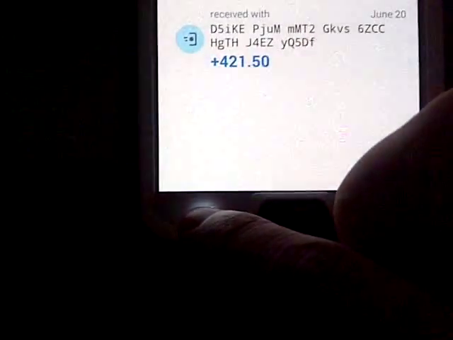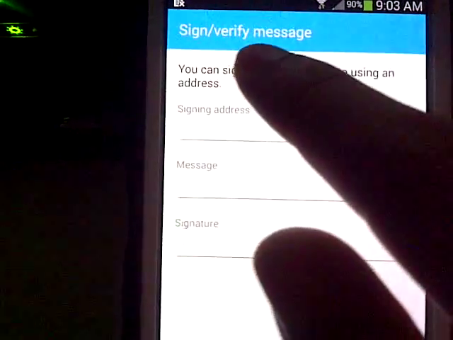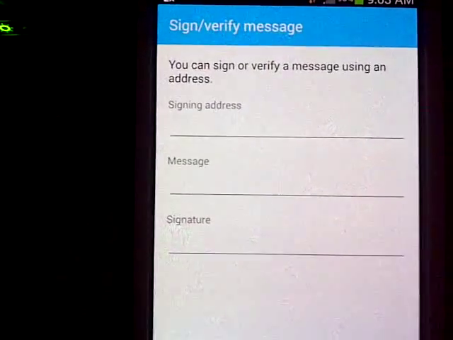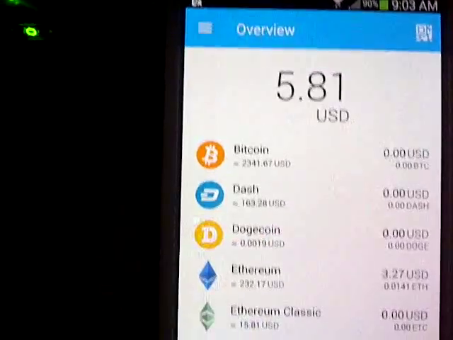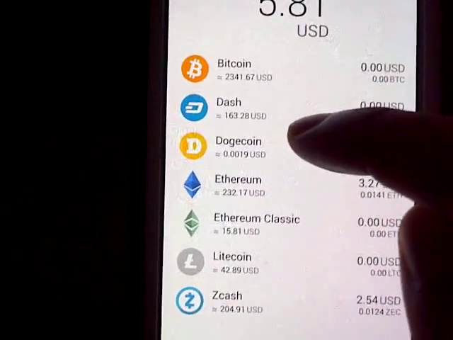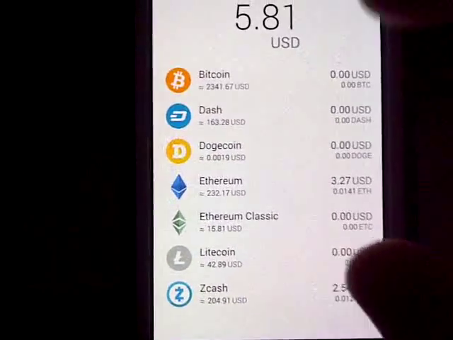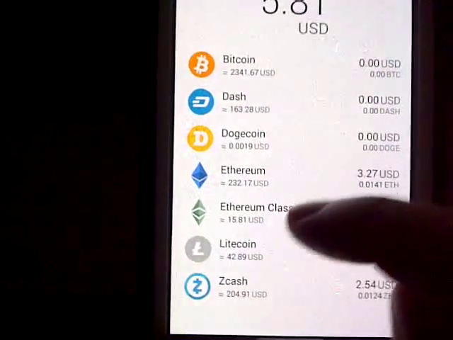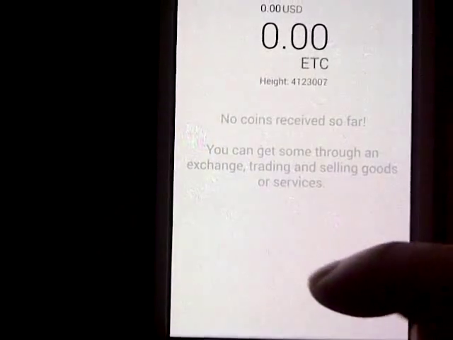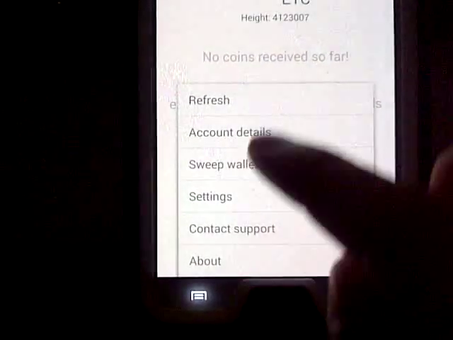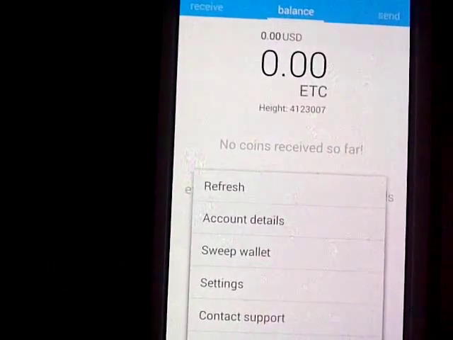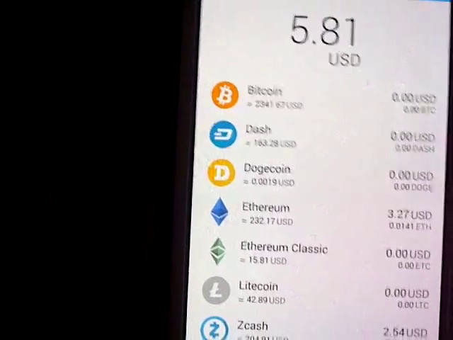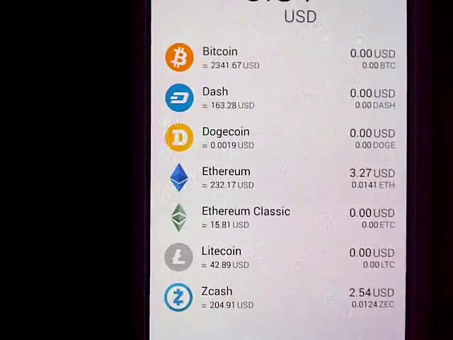Okay, so let me verify here. Sign and verify message. There you go. What I did notice is that Bitcoin, Dash, Doge, Litecoin, and Zcash all have sign and verify message, but Ethereum and Ethereum Classic, as you see here, do not have that function at all. For whatever reason, probably because they are a little different. Okay, so anyways.